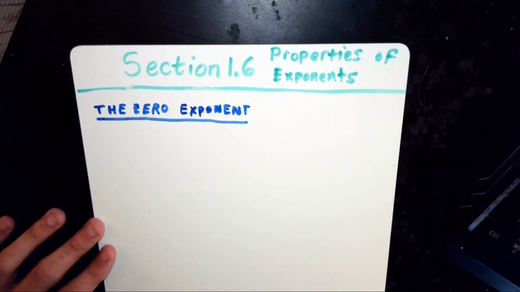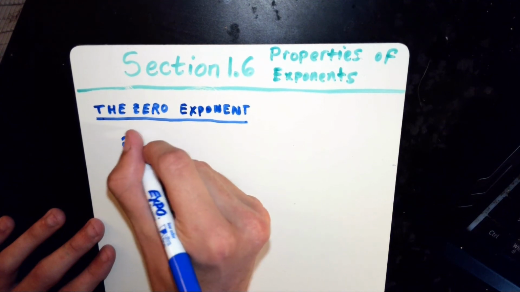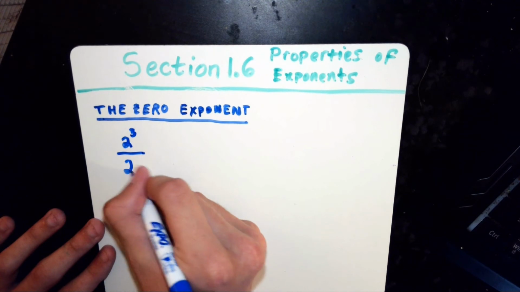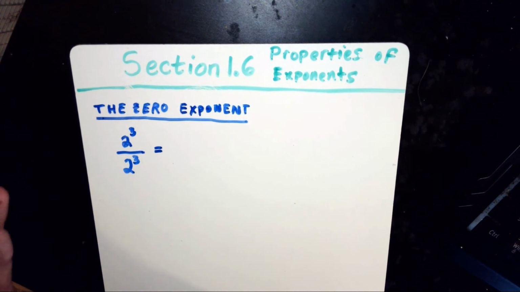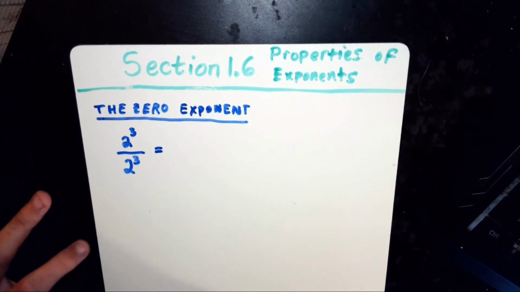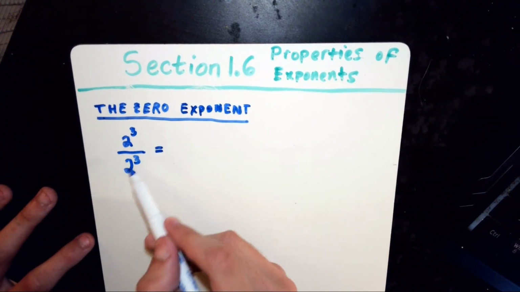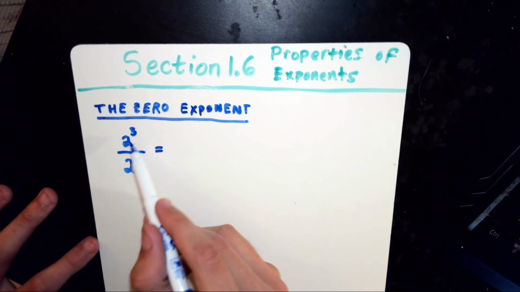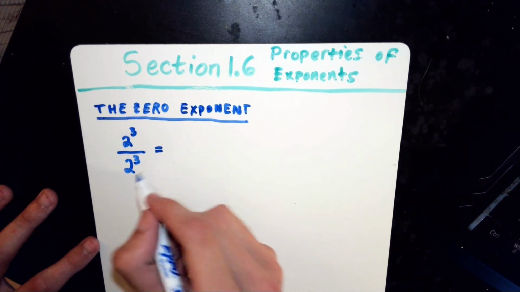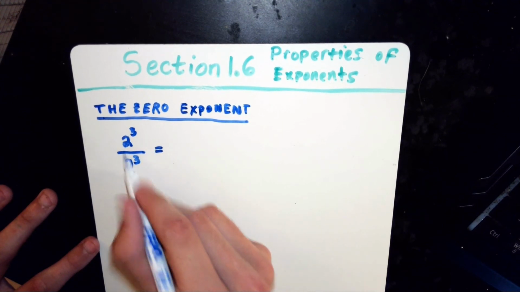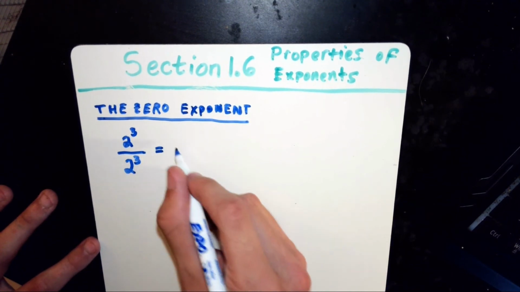Let's say we have 2 to the third over 2 to the third. Let's think about what that is without any use of the properties of exponents, just thinking it out. Well, we have the same thing on the top and the bottom, and neither of them are 0. So we have 2 to the third, which is 8, and then 2 to the third, which is 8. These are both the same. So whenever you divide a non-zero thing by itself, you always get 1.